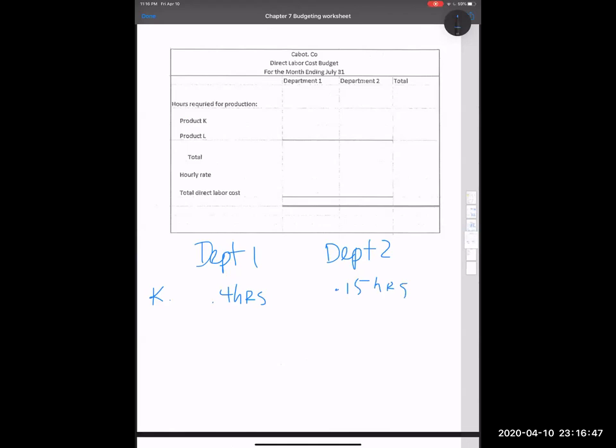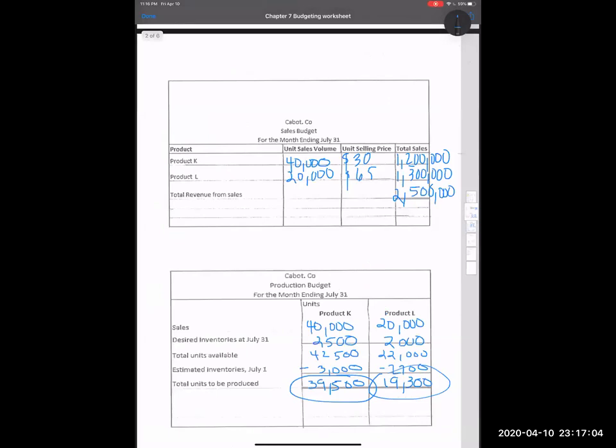So then we're going to multiply this number times the number of units we're going to produce, right? And for K, that is going to be a total of 39,500. If you're still confused as to where we got this 39,500, remember this comes from our production budget here, and this is the K units that we're going to produce, and here's our 39,500. Likewise, just so I don't have to flip back, here's product L, and we're going to produce 19,300.